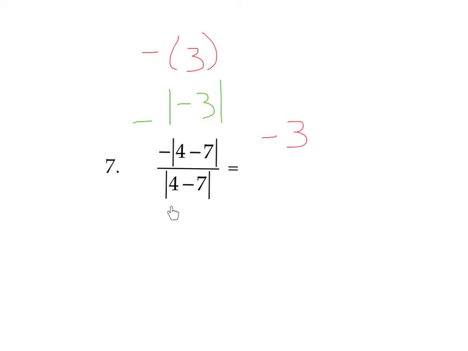In the denominator, the absolute value bar and then the 4 minus 7 makes absolute value of -3. The absolute value of -3 is 3. I don't need the parentheses because there is nothing here on the outside of the absolute value bars. So this just becomes -3 divided by 3, which is -1.